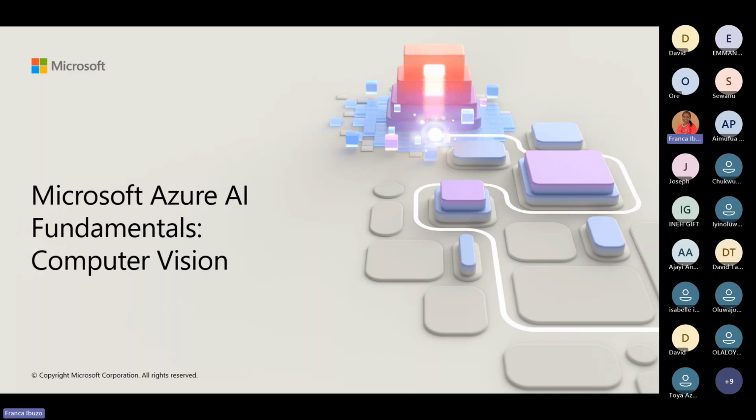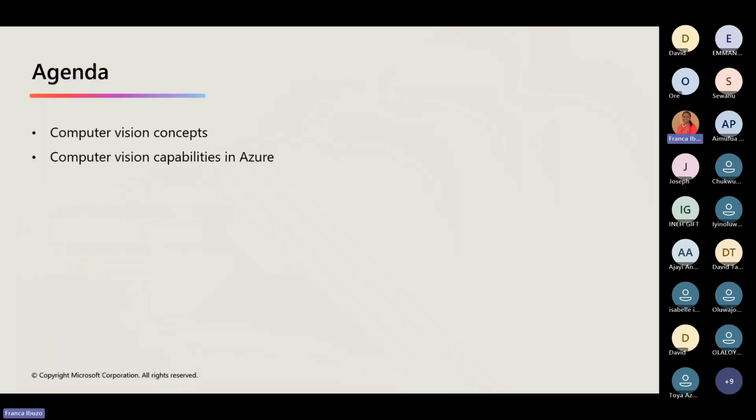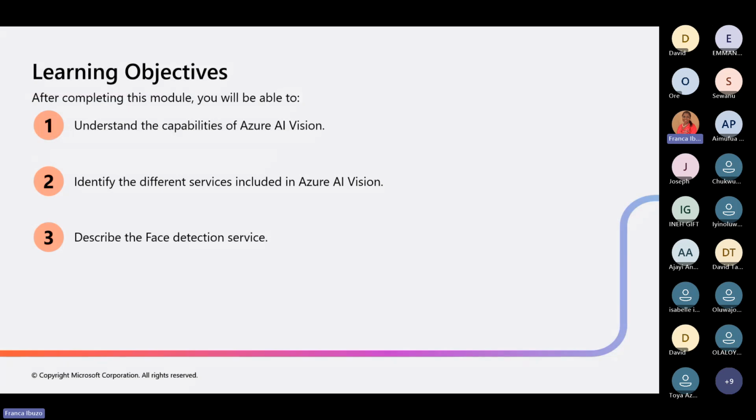We're looking at computer vision today. Computer vision concepts, that's the agenda, and computer vision capabilities in Azure. We'll look at the concepts and the capabilities in Azure. After completing this module, you'll be able to understand the capabilities of Azure AI Vision, identify the different services included in Azure AI Vision, and describe the face detection service.